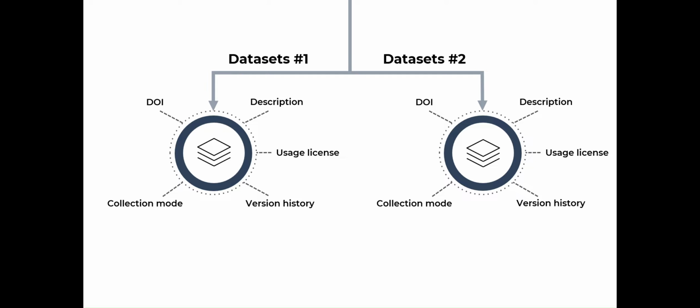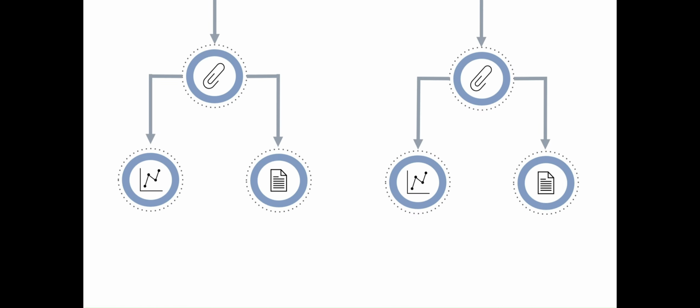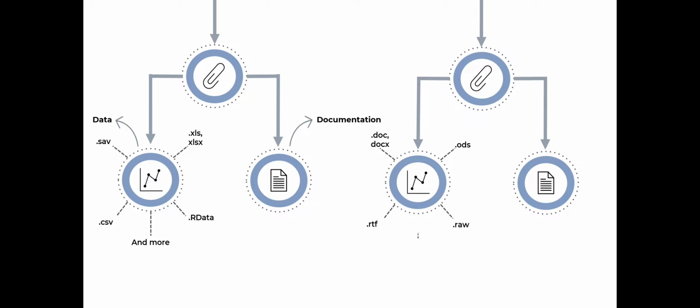The third level is the file level, which is linked to a dataset created at the second level. This is where the content of the dataset is added. Each dataset contains two types of files: data files and documentation files related to the data. For quantitative data, supported file formats include SAV, XLS, XLSX, CSV, RData, and more. For qualitative data, typical file formats include doc, docx, odt, RTF, RAW, and more. Documentation related to the data may come in formats such as PDF, RTF, doc, docx, and more.